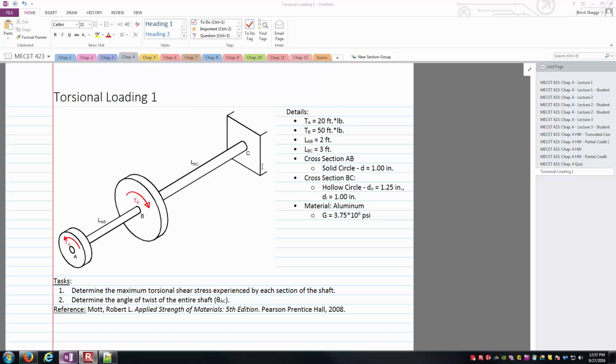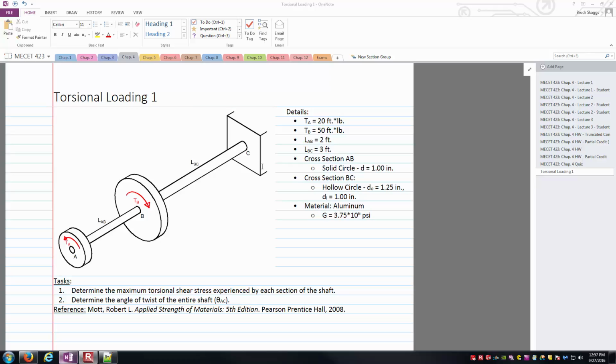Assuming the same material all the way throughout, aluminum 6061 if you will, so a shear modulus of 3.75 times 10 to the 6 psi. For this video, we'll just look at task number 1, and then I'll start another video where we look at task 2.